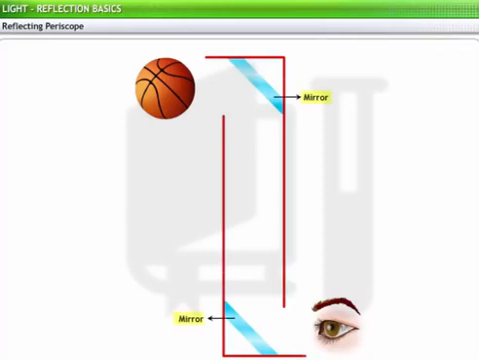A reflecting periscope consists of 2 mirrors to change the direction of light coming from the scene observed. The first mirror deflects the light down through a vertical tube. At the bottom of the tube, another mirror is placed at an angle to reflect the light towards the observer's eye.